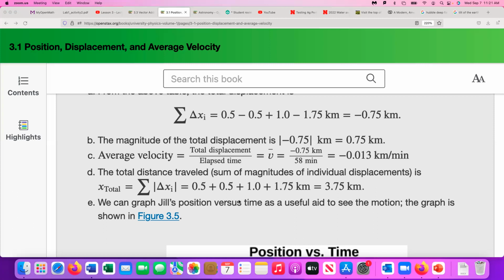However, the distance traveled is a very different thing. That depends on where you went and how you went there, right? So that's the thing that can really confuse people, is the displacement of 0.